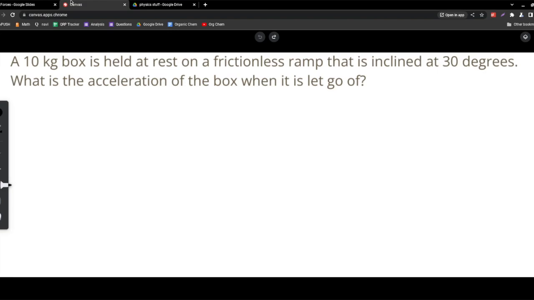Anyways, let's go to our question. So, a 10-kilogram box is held at rest on a frictionless ramp that is inclined at 30 degrees. What is the acceleration of the box when it is let go of?